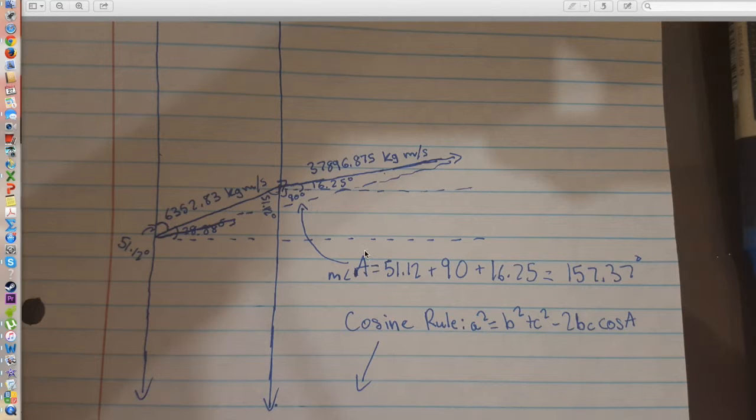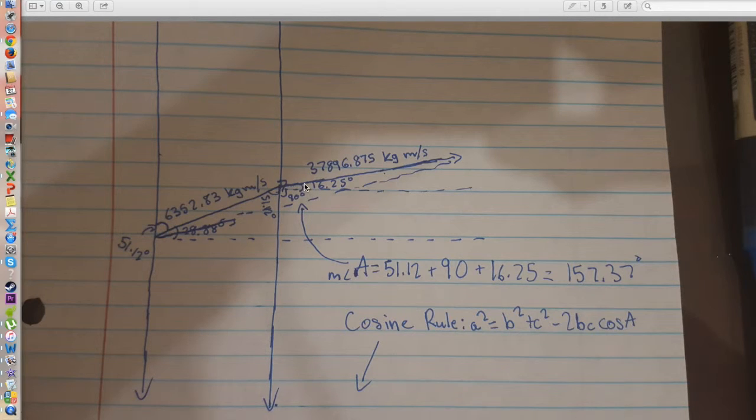And so now that we have this, we need to figure out the angle of this, which is A. So the measure of angle A is equal to 51.12 plus 90 plus 16.25 equals 157.37. So the way we got 51.12 is that we subtracted 28.88 from 51.12. And I drew another line here, and I figured out that this angle and this angle are alternate interior angles, meaning that they are congruent. So this angle is also 51.12 degrees.